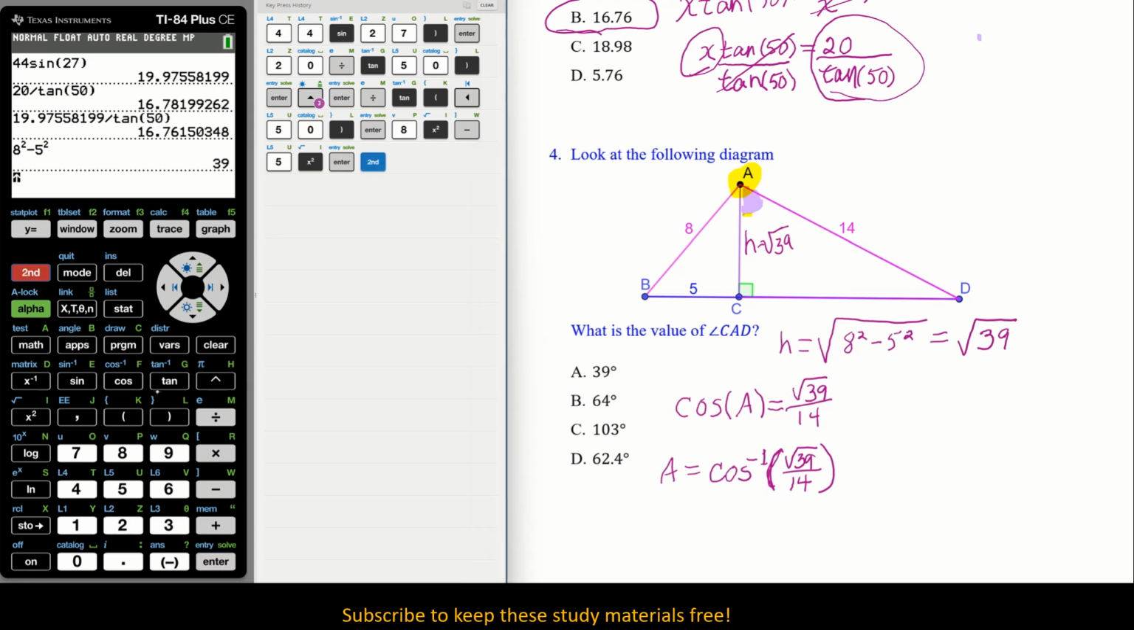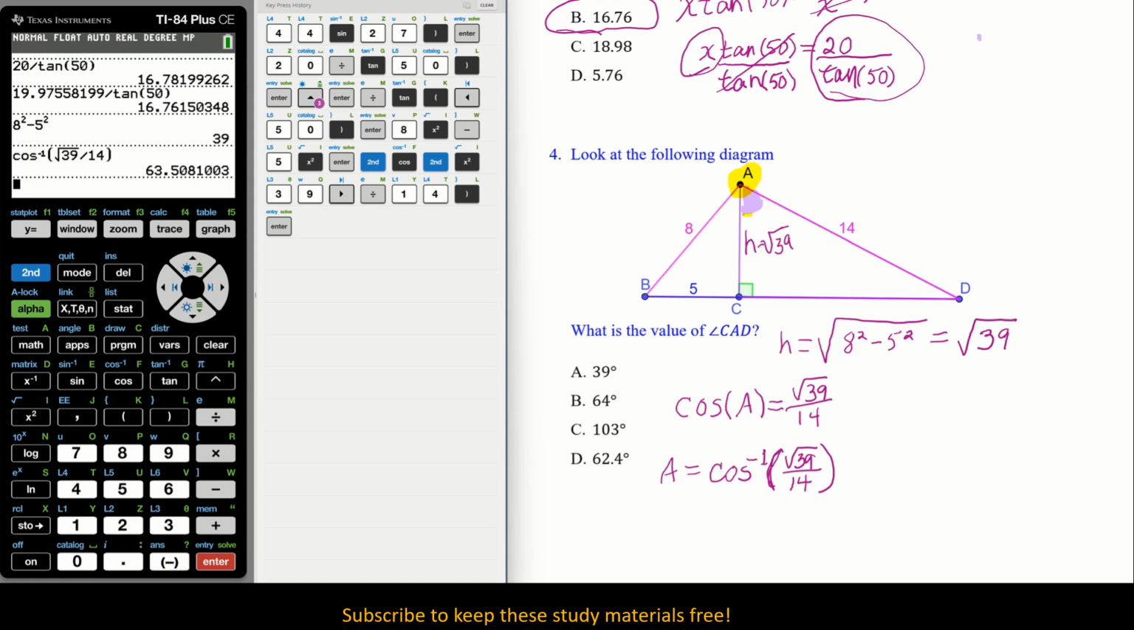Okay, second cosine. All right, and now we need second radical 39, and we have to scoot over and divide by the 14, close parentheses, push enter, and they are rounding. Definitely rounding. And I figured there would be rounding. That's why I didn't want to round the square root of 39. Use exact measure so we get the closest we can, and it does round up. Okay, so that would be option B.